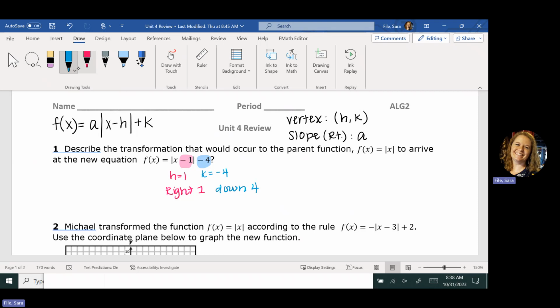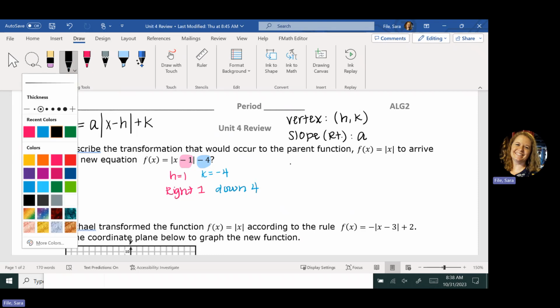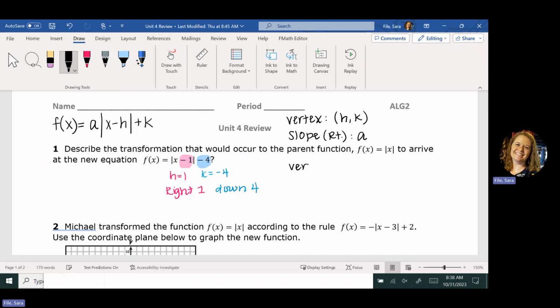It didn't ask for this, but I'm going to go ahead and write that means the vertex is at 1, -4. Okay, the A value is an understood 1. So that means it has not been vertically stretched or compressed or reflected. A is 1 in the parent function because nothing's here. It's an understood 1 right there. Okay, and nothing's changed here.